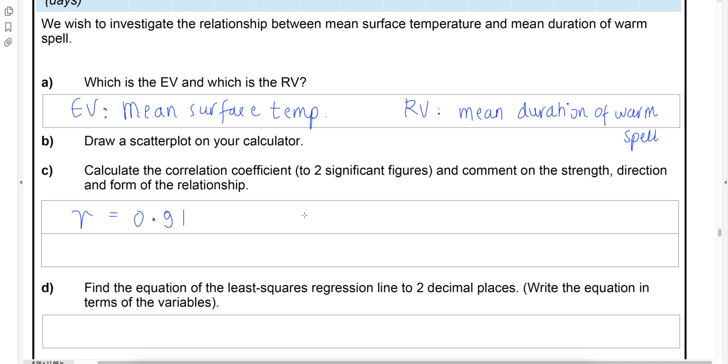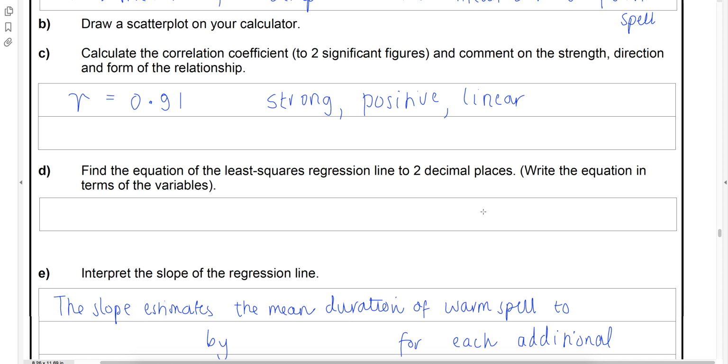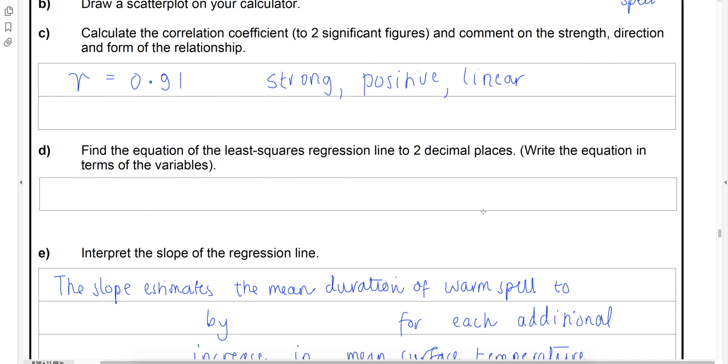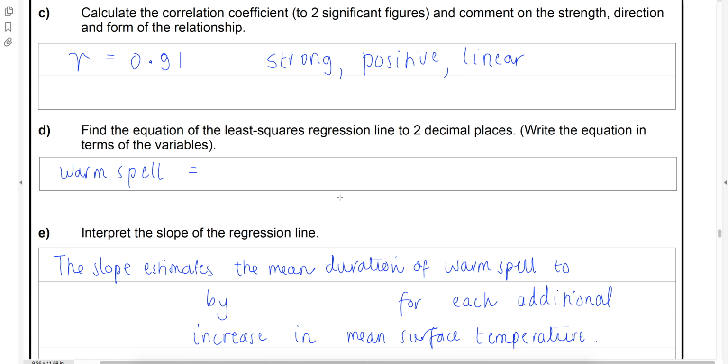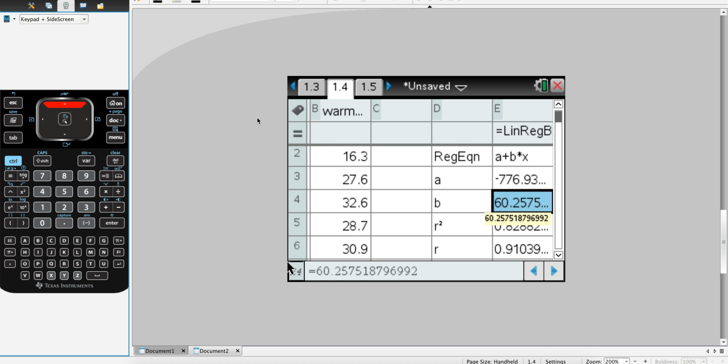All right, strength, direction, and form. This indicates, so in terms of strength, strong. In terms of direction, it is positive. And in terms of form, it is linear. Always mention those three things when we interpret R. All right, equation of the least squares regression line to two decimal places. Well, I'm going to have warm spell. You can see I've just abbreviated it here, just so we don't have to write it out in full over and over again. Warm spell, so here we go.